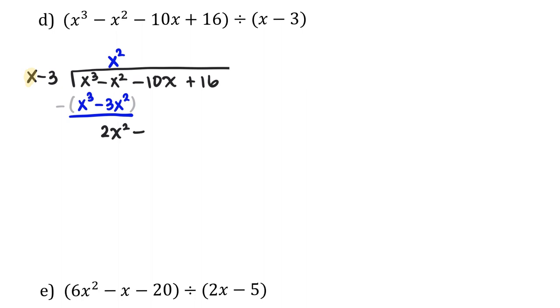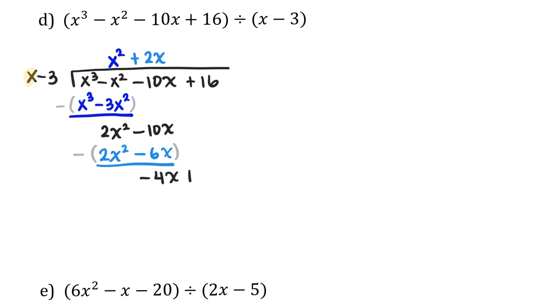I'm going to bring down the minus 10x. Let's look at the next term. 2x squared. X times 2x gives me 2x squared. 2x times x, 2x squared. 2x times negative 3, negative 6x. Subtract down. Two x squared minus 2x squared cancels. Negative 10x plus 6x is negative 4x.